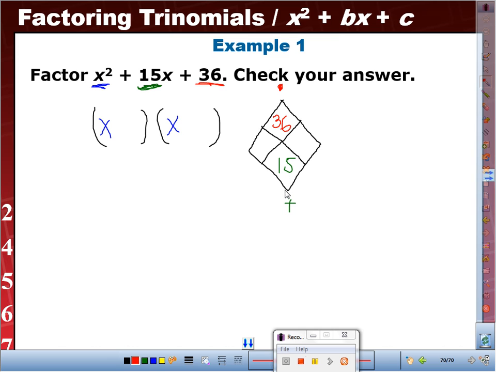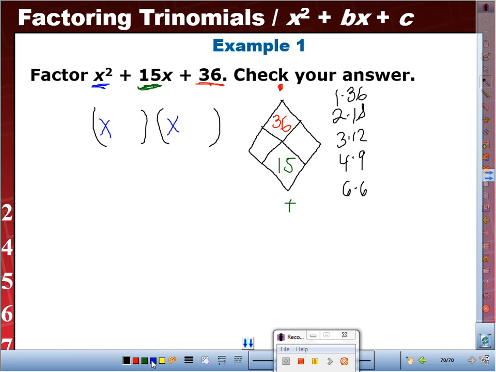So watch, pay attention. I'm going to focus right now on the last term, this one. I'm going to write all pairs of factors of 36. 1 times 36, 2 times 18, 3 times 12, 4 times 9, 6 times 6. Are all those my pairs of factors? Yes. So now, all of these multiplied give me 36, right? But only one pair of these will add up to 15. That's why I put a plus here.